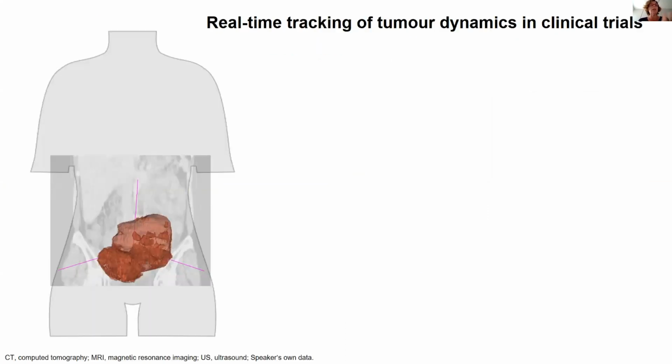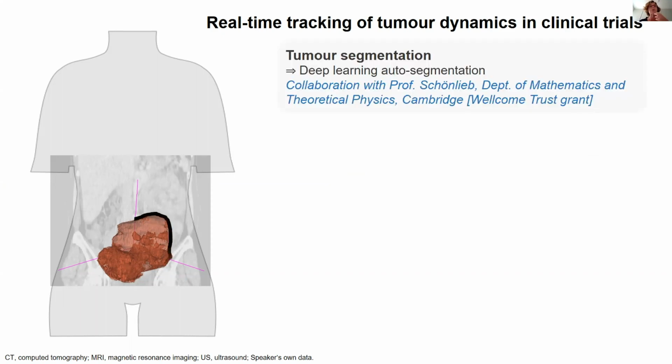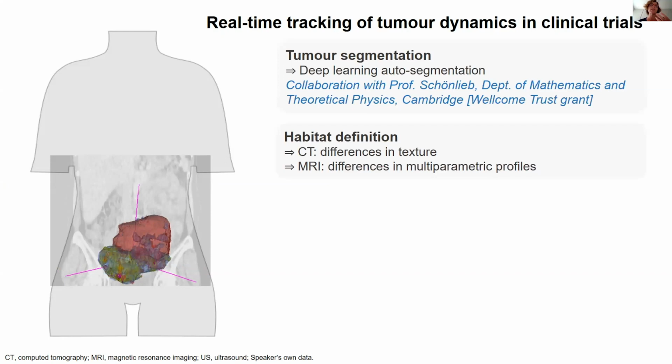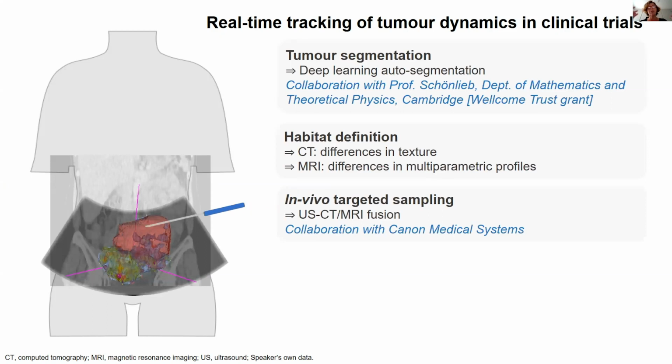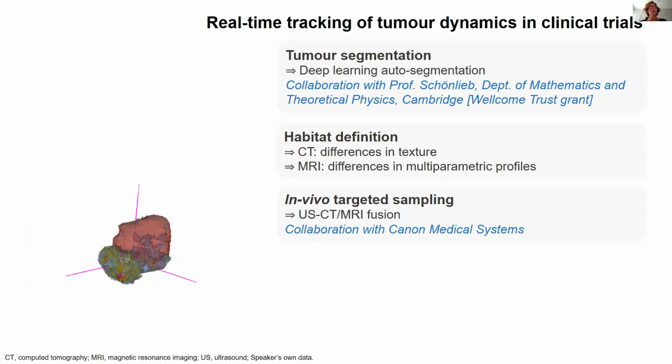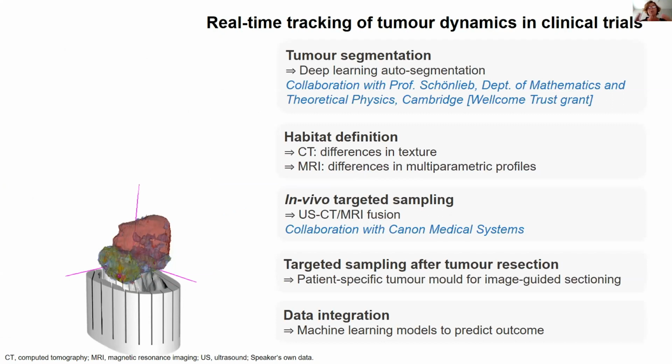So I think, to finish it off, what I was trying to convey is a system for real-time tracking of tumor dynamics, not just in clinical trials, but first in clinical trials and then into clinical practice, which will start with the segmentation. I've shared with you our work on segmentation, habitat definition, being that CT or MRI, obviously they are quite different, the way you define them, how you can do the in vivo targeted sampling using ultrasound fusion, and of course the 3D tumor mold at the resection. And ultimately, one has to be able to integrate all this data when we develop machine learning models to predict the outcome.